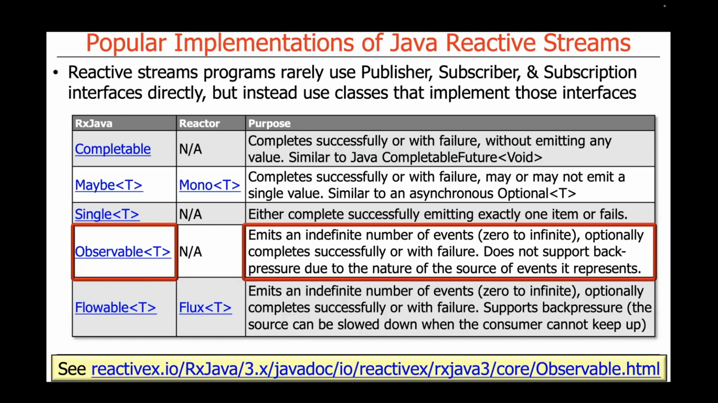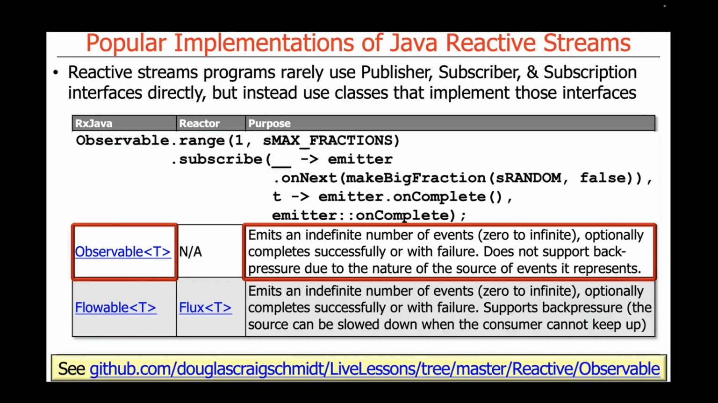So Observables are similar to Fluxes in that they can emit 0 to an infinite number of events, which may or may not succeed. And one of the things that Observable does, it does not support back pressure. So it'll just take the data it gets from whatever source the data comes from, and it will push it through the stream as quickly as it can to any subscribers that may exist. And there's a whole bunch of examples of those. We will take a look at some Observable examples.